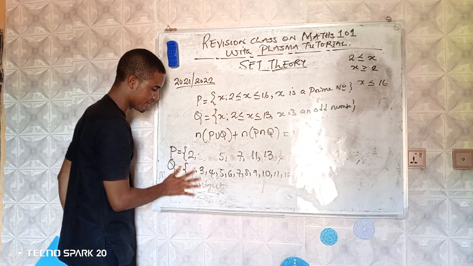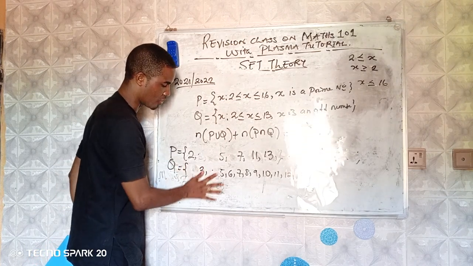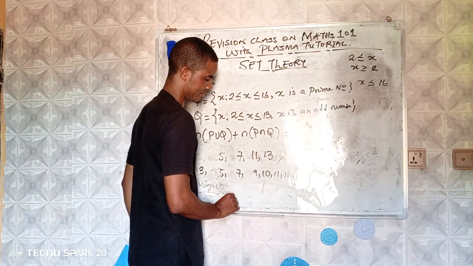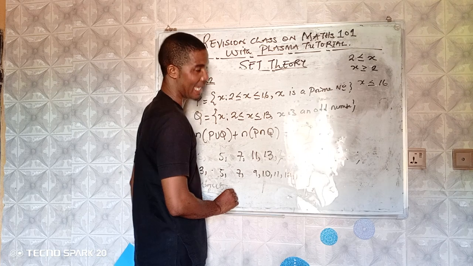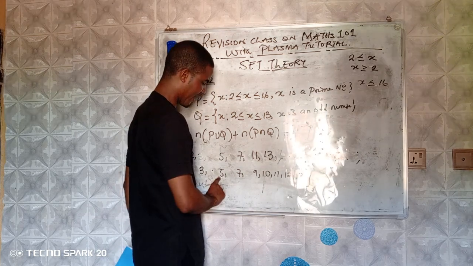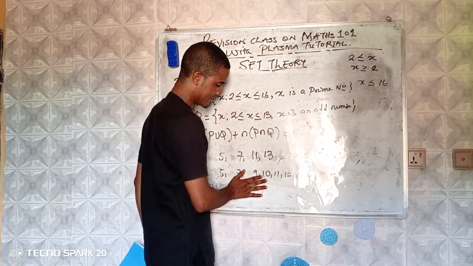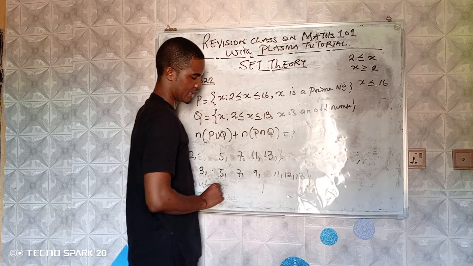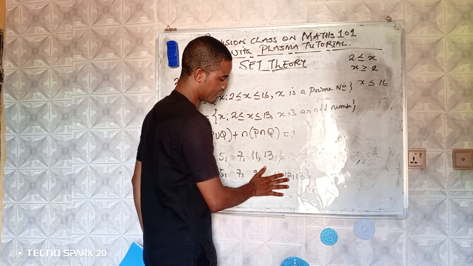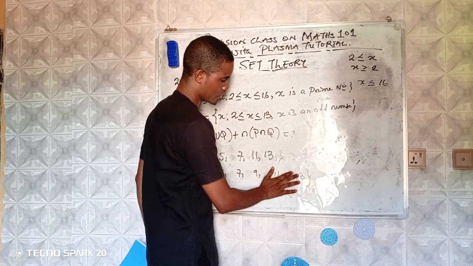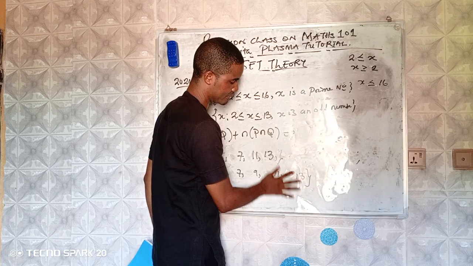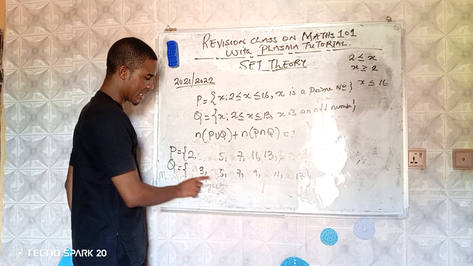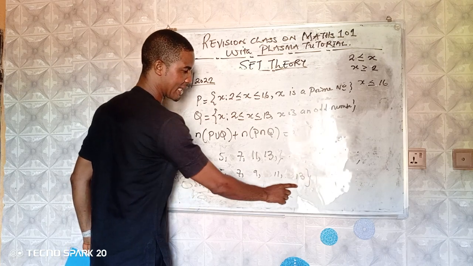2 is not an odd number. 3 is an odd number. 4 is not an odd number. 6 is not an odd number. 8 is not an odd number. Is 9 an odd number? 3, 5, 7, 9 is an odd number. 10 is not an odd number. 11 is an odd number. 12 is not an odd number. 13 is an odd number. Okay. So what we make of this one now is 3, 5, 7, 9, 11, and 13.